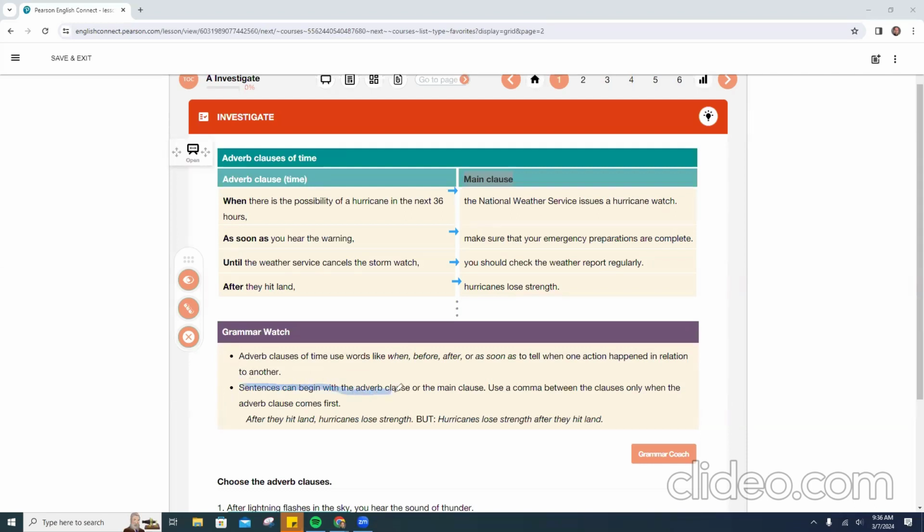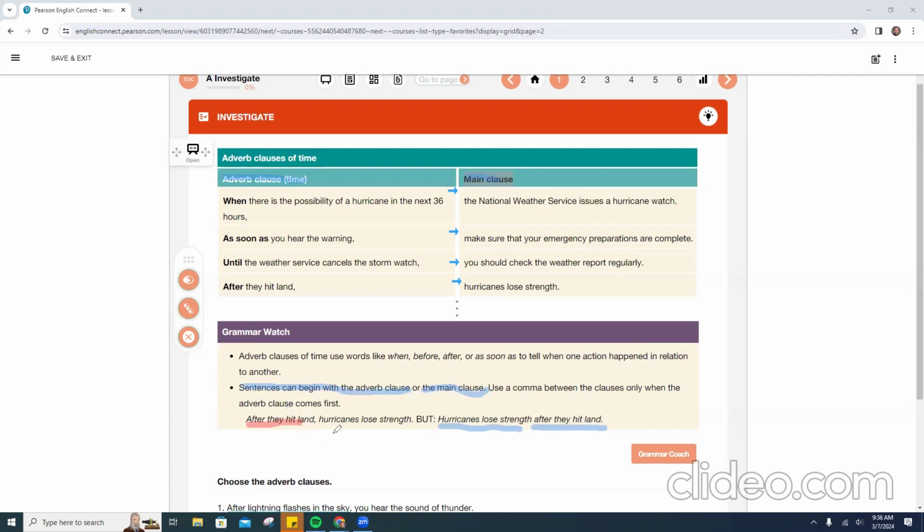Sentences. Now, this is the very important part, and let me highlight this part. Sentences can begin with the adverbial clause or the main clause. Okay, so remember the example I showed you before? Look at this one here. After they hit land, comma, hurricanes lose strength. We can also say hurricanes lose strength after they hit land. So you could see how in this one, let me do a different color.